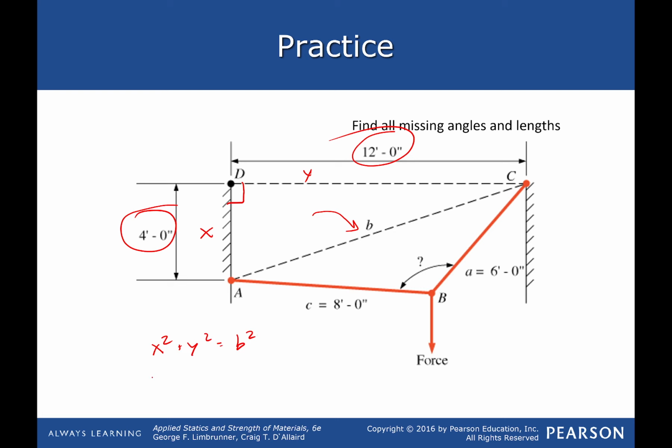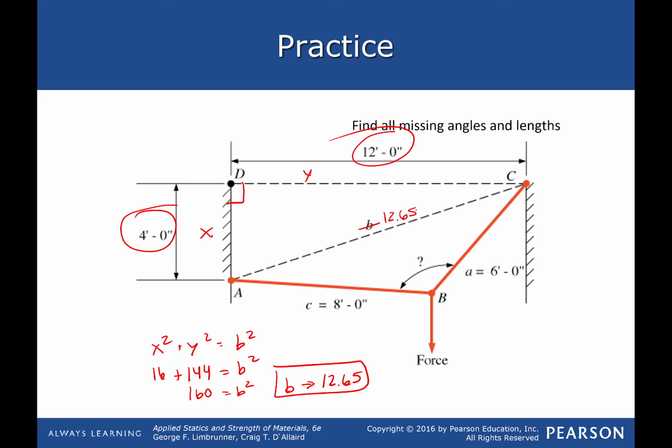So what is x squared? Well, that would be 4 squared, which is 16. What is y squared? Well, that is 144, because that's 12 squared. And that's equal to b squared. So I add those two together. What do I get? 160. And so what is b? B is going to be equal to the square root of 160. So let's figure that out. Square root of 160, what are you? And it says 12.65. And we have it. So this one right here is 12.65. Okay, so we got that.